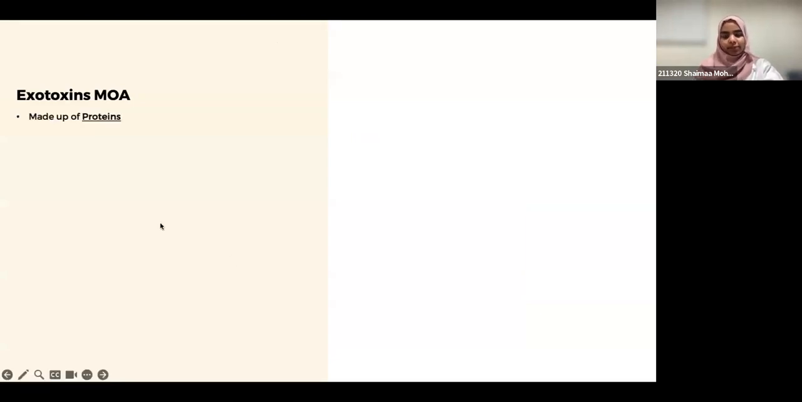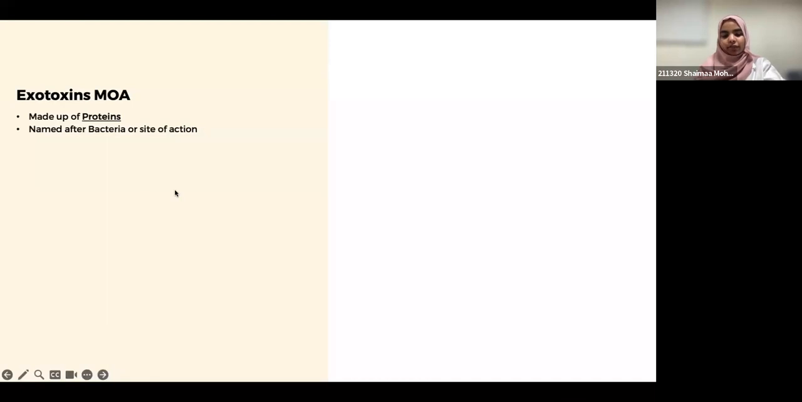So exotoxins, mainly, they're made up of proteins, okay? And they're usually named after the name of the bacteria or the site of action. So for example, Shigella has Shiga toxin. That's its exotoxin, okay? Or the site of action, for example, Staph aureus has an enterotoxin. So an enterotoxin works on the enterocyte, so the intestines, right?